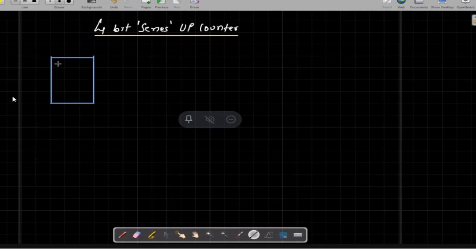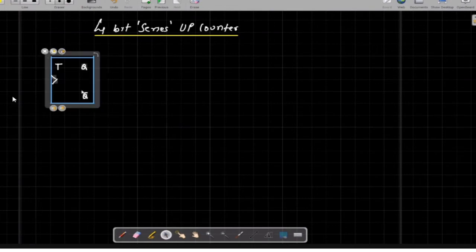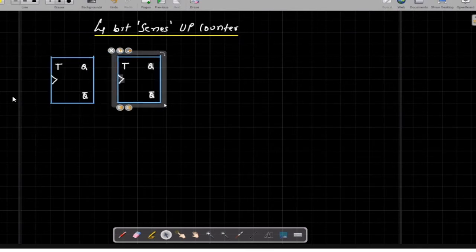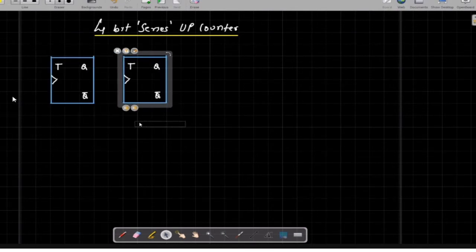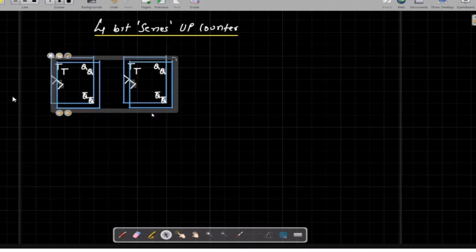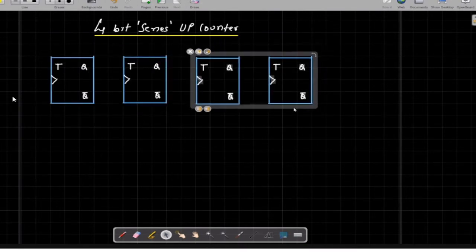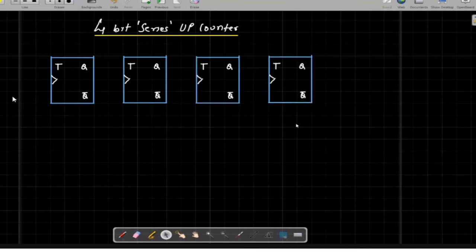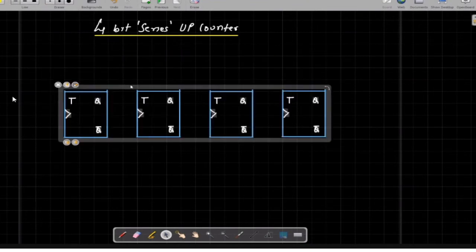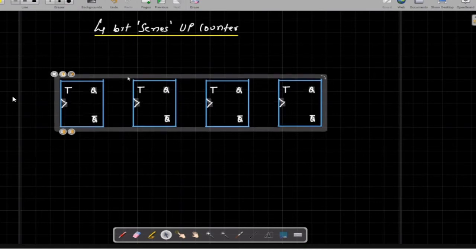So let me say this is my first T flip-flop, and of course in every T flip-flop we have some inputs. So this is my T input. Outputs means Q and Q bar, and we also have one clock terminal like this. And let me duplicate it. So these are the 4 T flip-flops we have taken.